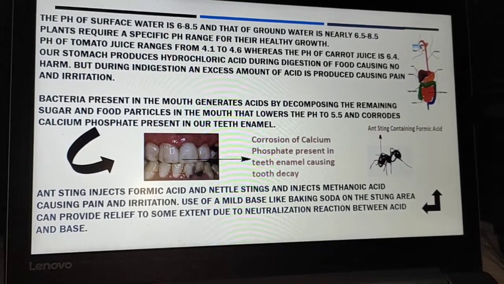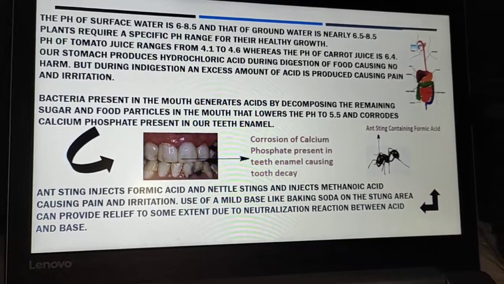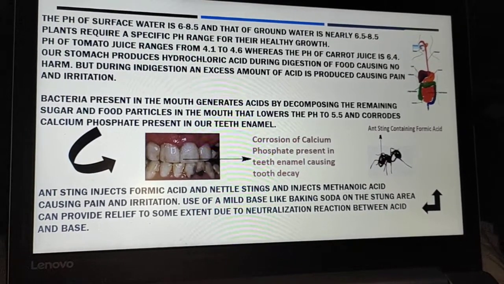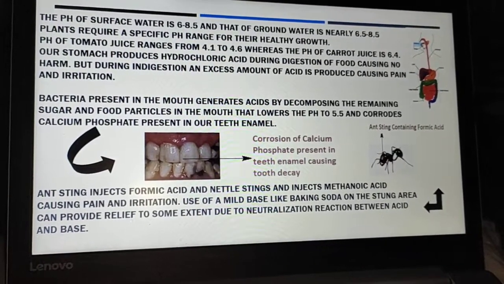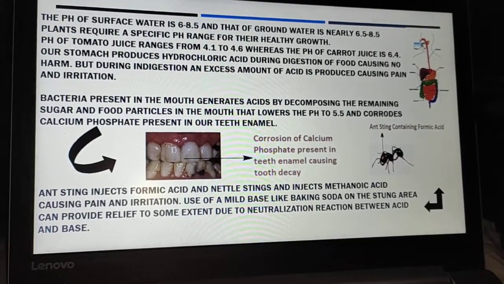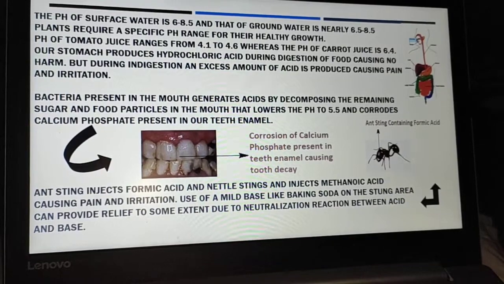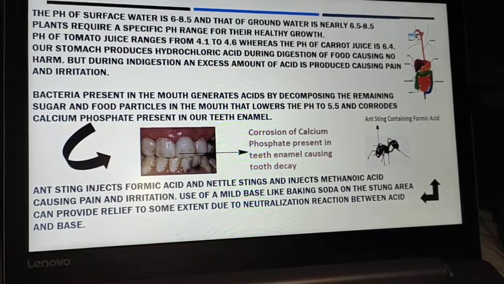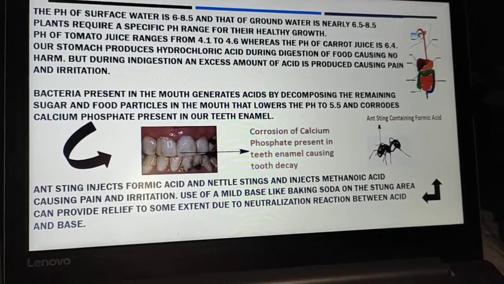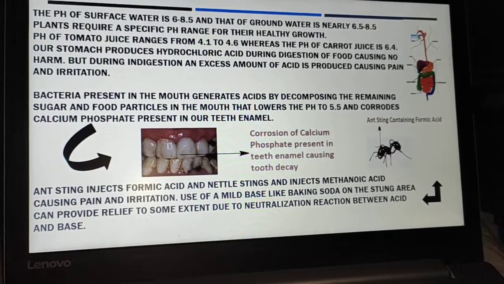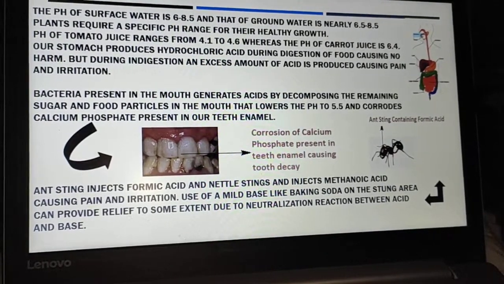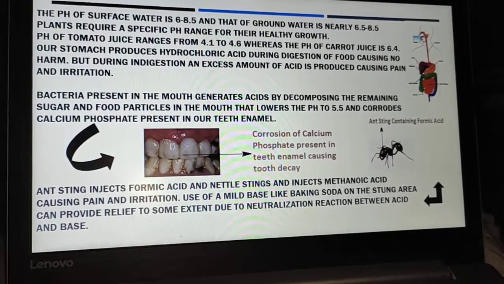Our stomach produces hydrochloric acid during the digestion of food, causing no harm, but during indigestion, an excess amount of acid is produced, causing pain and irritation. Bacteria present in the mouth generate acid by decomposition of remaining sugar and food particles in the mouth that lowers the pH to 5.5 and corrodes calcium phosphate present in our teeth enamel.